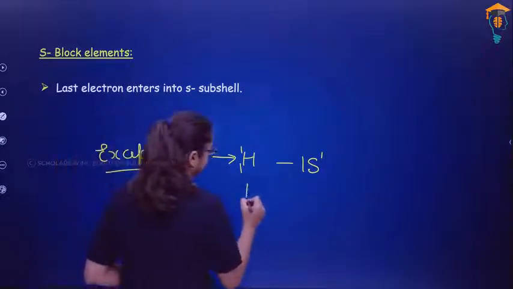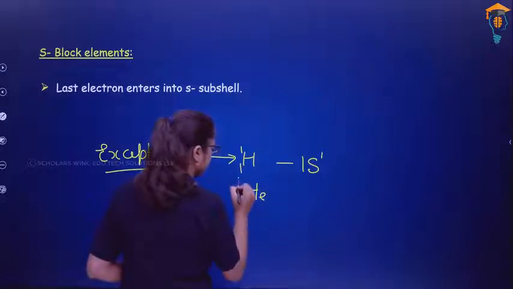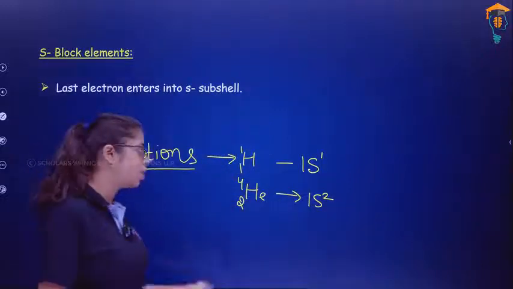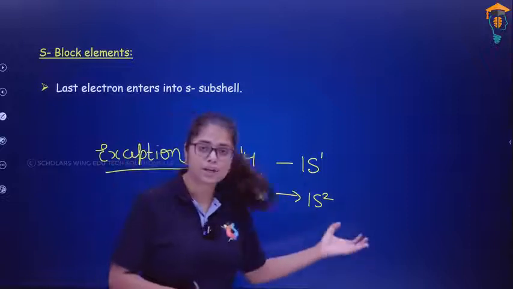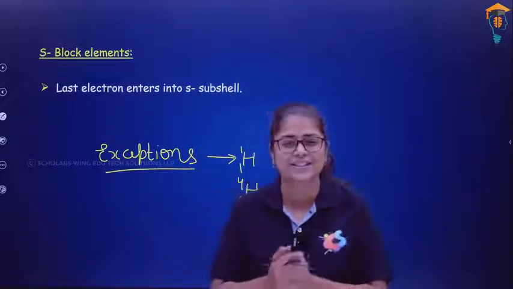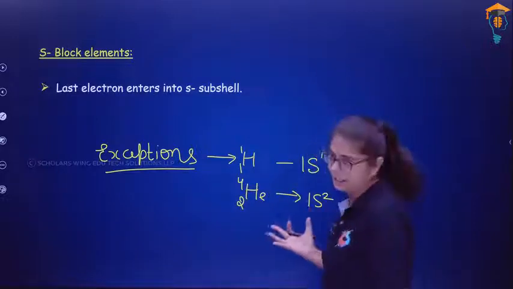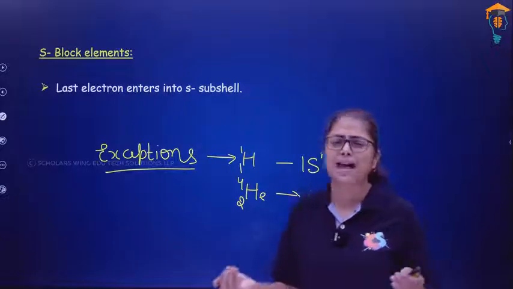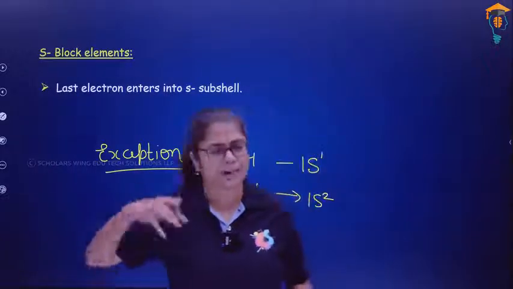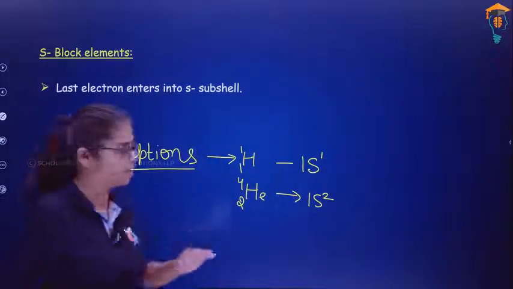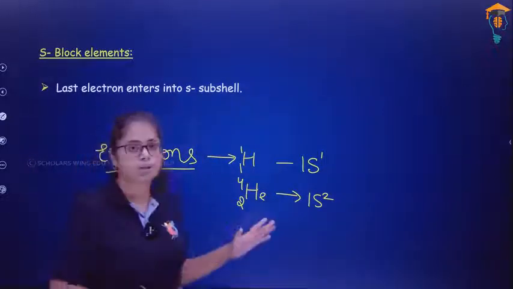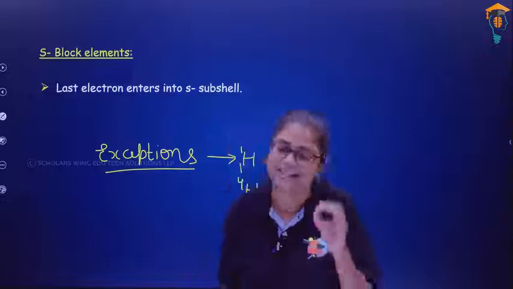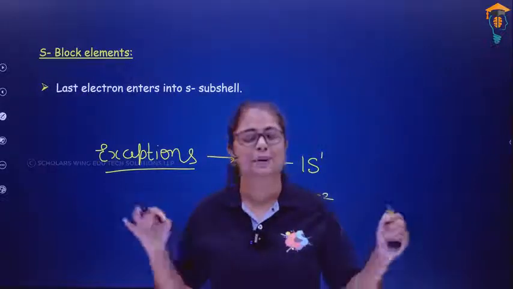Another one is helium. Helium is 2He4, which is 1s2 in configuration. So again, the last electron enters the 1s subshell, right? But still, it is not an S block element, it is a P block element. Why is it a P block element? Because helium is a noble gas, so it is kept with the other noble gases in the P block elements, okay? So these are the 2 exceptions to this rule. Rest, whenever the last electron is entering the S subshell, that will obviously be called S block elements.